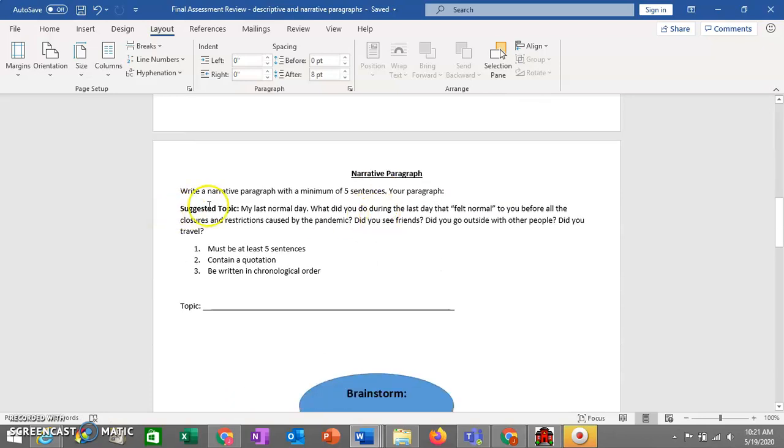Okay, same thing for the narrative paragraph. I've also given you a suggested topic. So this is sort of to go with the popular kind of thing going around the internet of my last normal day in photos. So this one will be my last normal day as a narrative paragraph. So what did you do during the last day that felt normal to you before all the closures and restrictions caused by the pandemic? Right, so obviously we can't do as many of the fun things that we used to do in our lives.